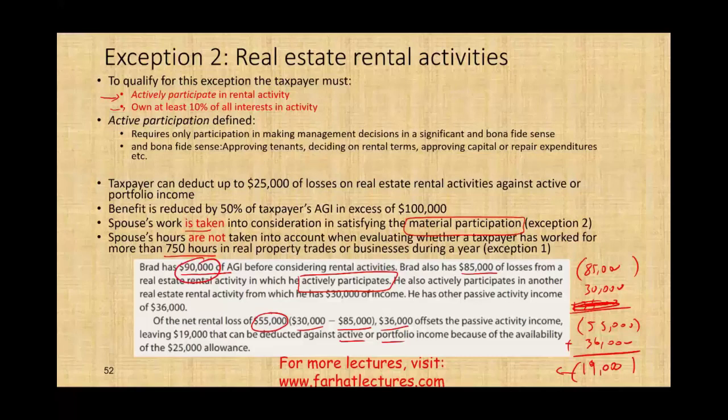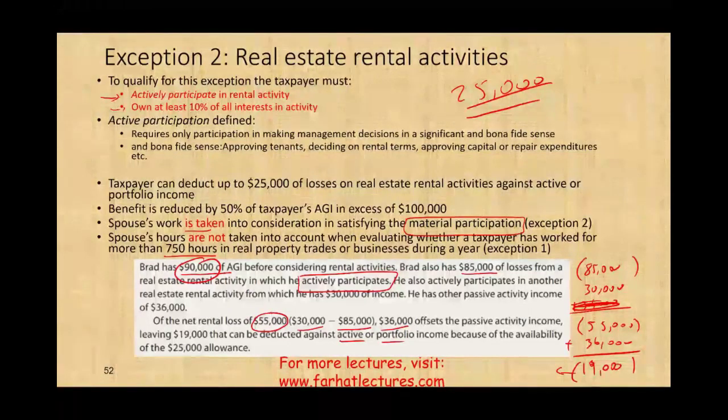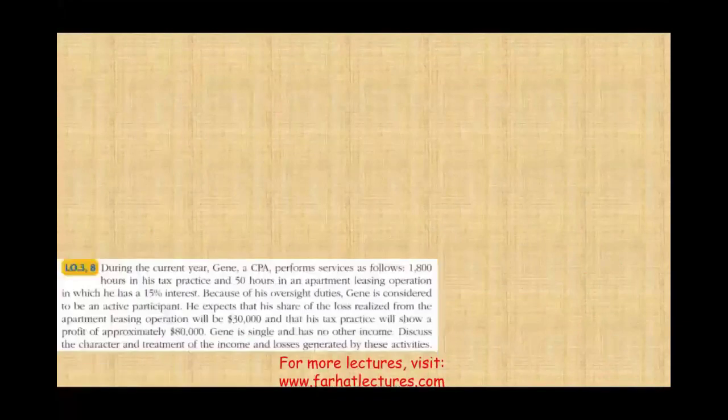And remember, when you're talking about exception number two, remember me, because it's for mom and pop rental property. So if you own a property, you could basically deduct up to 25,000, assuming your AGI does not exceed between 100 to 150, okay? And the best way to illustrate all these concepts is to work a few examples, obviously.